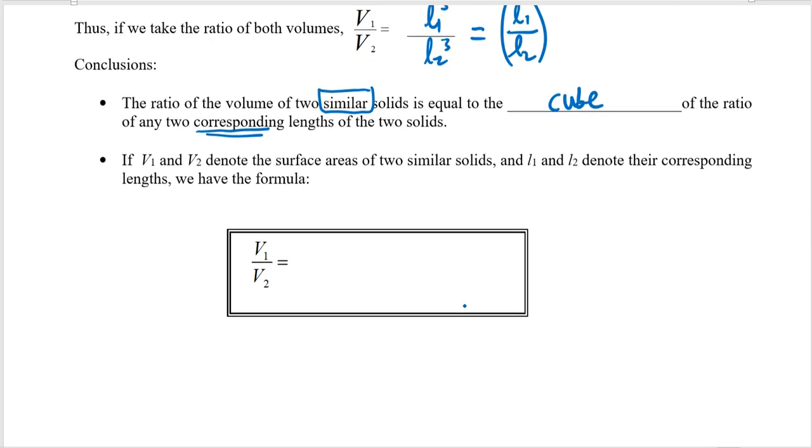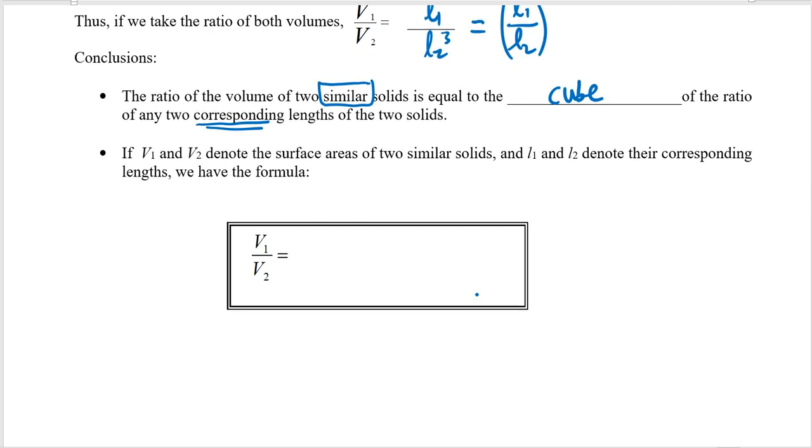If V1 and V2 denote, there's a typo error with the notes, can you change this to volume? So if V1 and V2 denote the volume of two similar solids, and L1 and L2 denote their corresponding length, we can make ourselves a formula where V1 over V2 is L1 over L2 bracket cube.